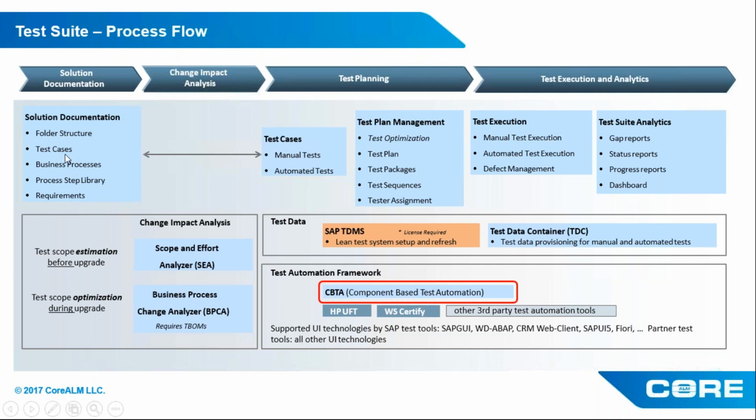So solution documentation, in the original, when the initial implementation of SAP, that's where you build the folder structure, the hierarchy, the business processes, the documents, the BPPs, the config documents, and process library, and the hierarchy. Test cases are part of solution documentation. There's been a lot of improvements within 7.2 that really ties this all together.